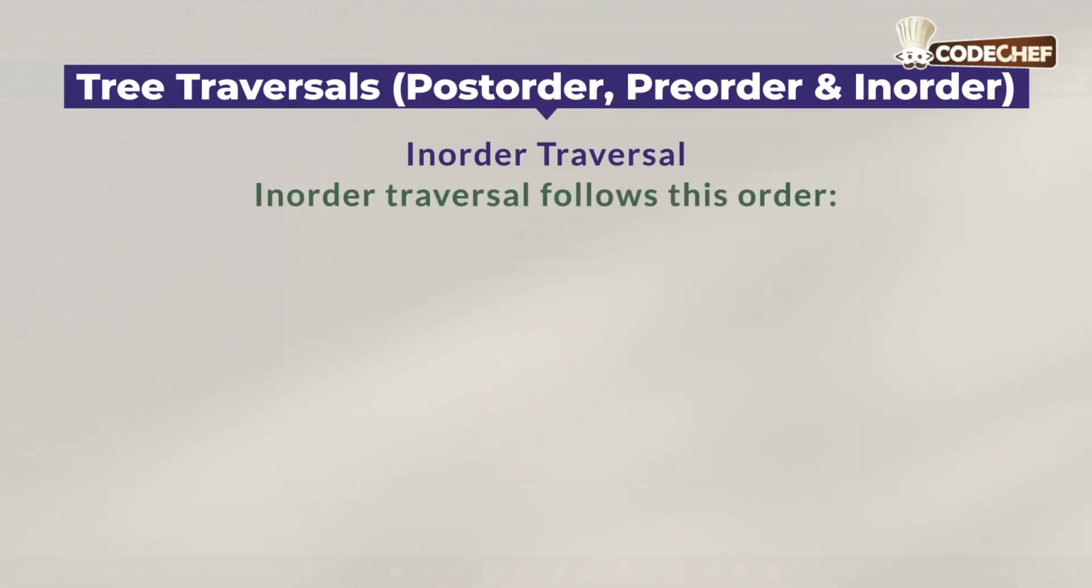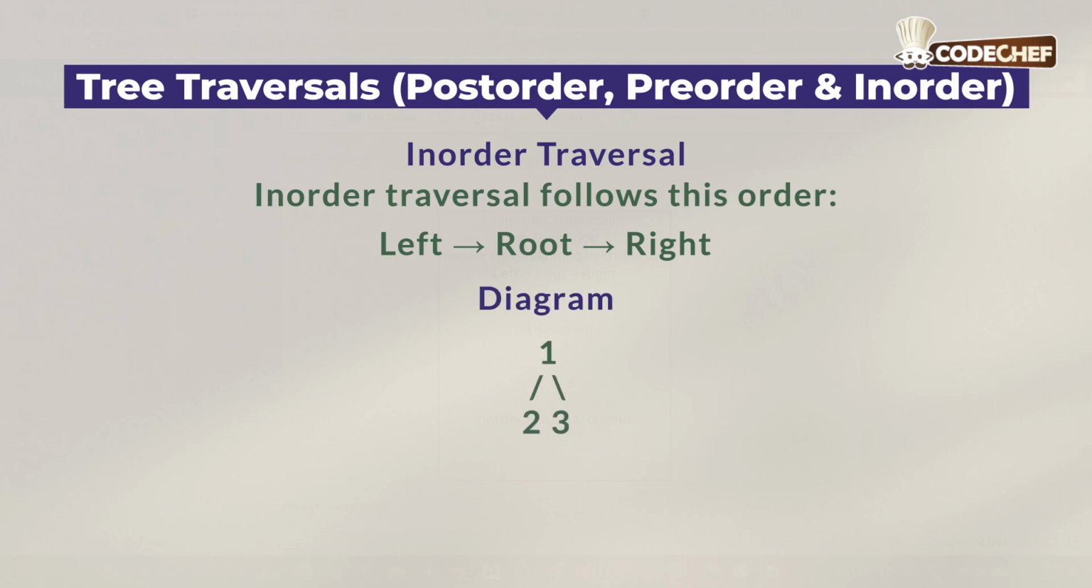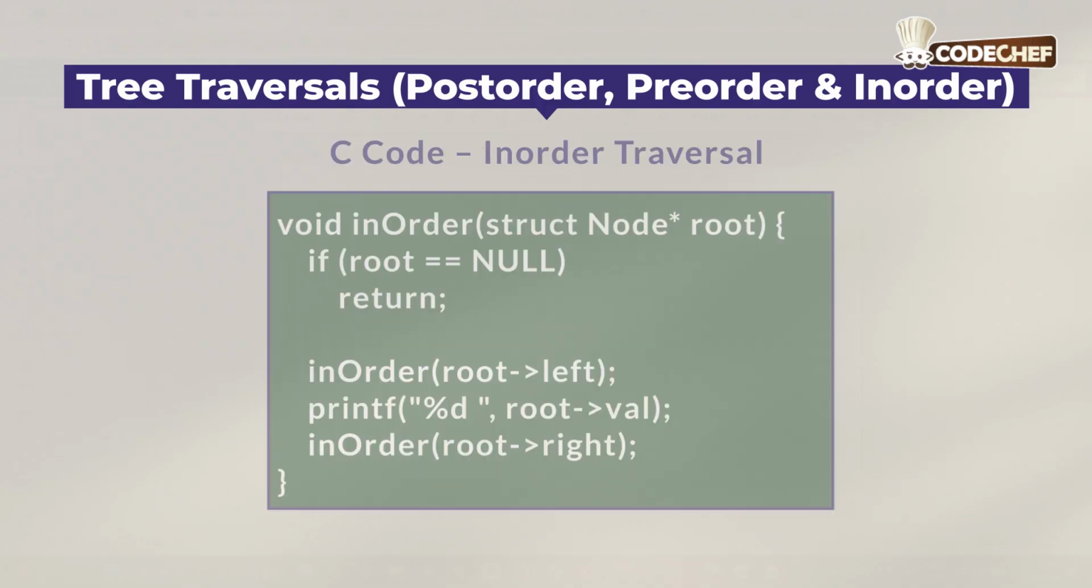In-order traversal. In-order traversal follows this order of left to root to right. So this is how an in-order traversal would look. So here you can see it goes from left to the root and back to right. This is how the output would look: 2, 1, 3.